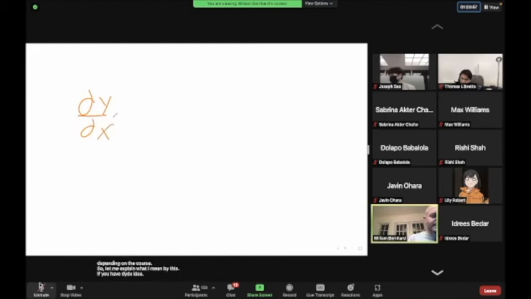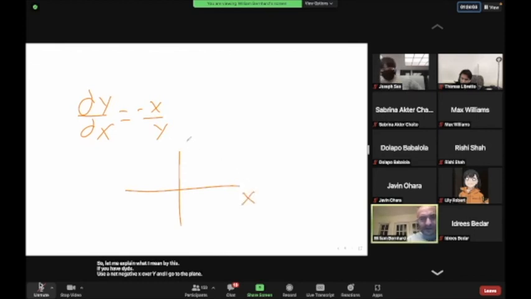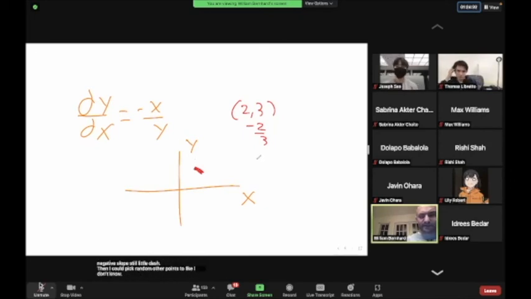If you have dy dx equals negative x over y, and I go to the plane and pick some random points, I'll pick a point here like 2, 3. At the point 2, 3, the slope would be negative 2 divided by 3. So at 2, 3, I'd put a little dash to show a negative slope. Then I could pick other points too, like negative 4, 7. If I plug negative 4, 7 in, I wind up getting positive 4 over 7, so I get a slope like this.